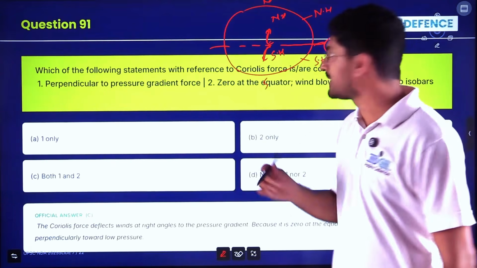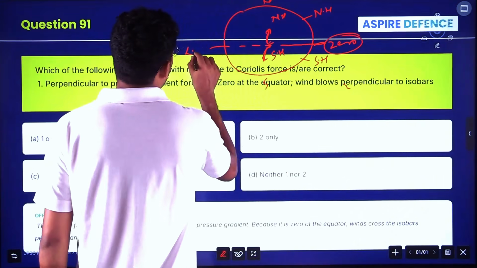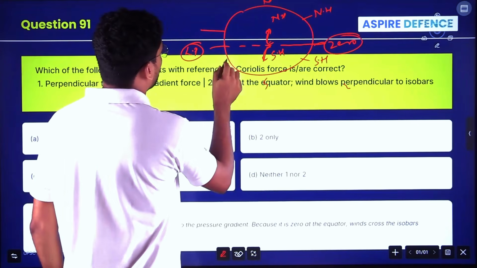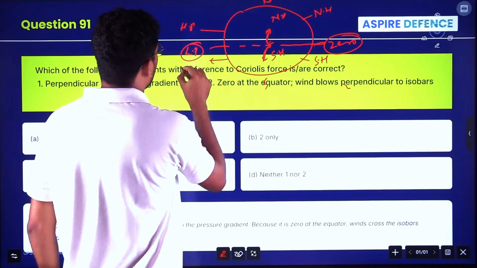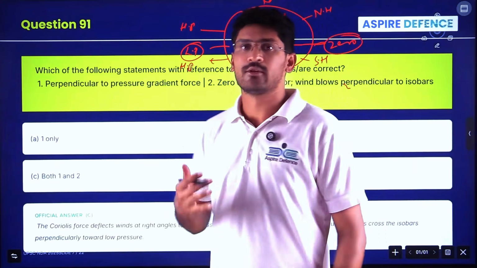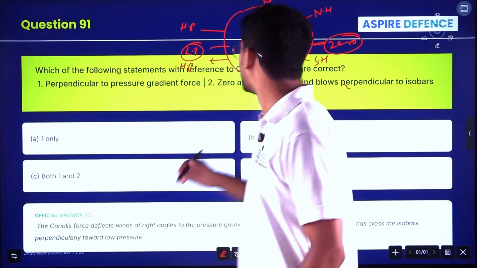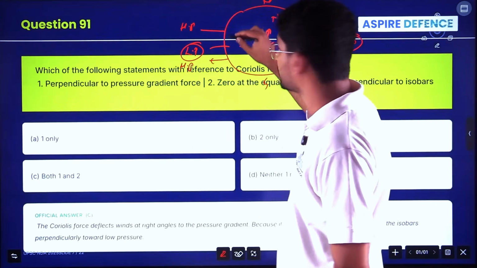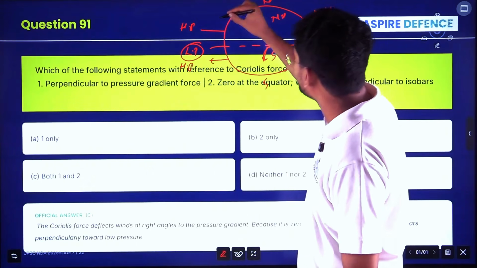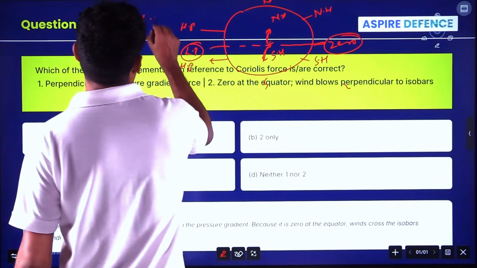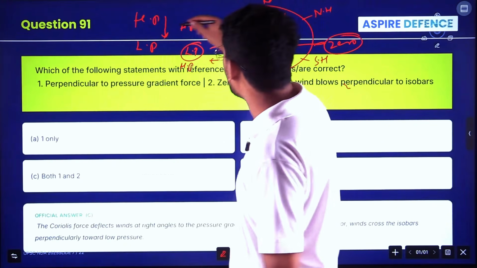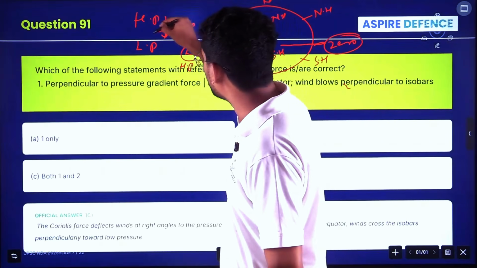And for the pressure gradient, at the equator you have low pressure, and at the Tropic of Cancer and Tropic of Capricorn you have high pressure. You know that any liquid or any air moves from high pressure to low pressure. Whenever it moves from high pressure to low pressure in the northern hemisphere, it tends to go right. So if it is coming like this in the northern hemisphere, Coriolis force will try to make the object or the wind move right.